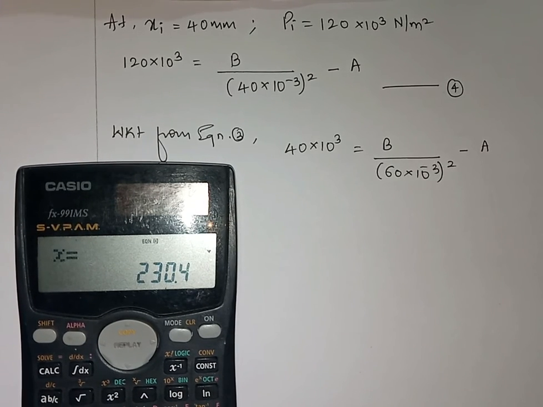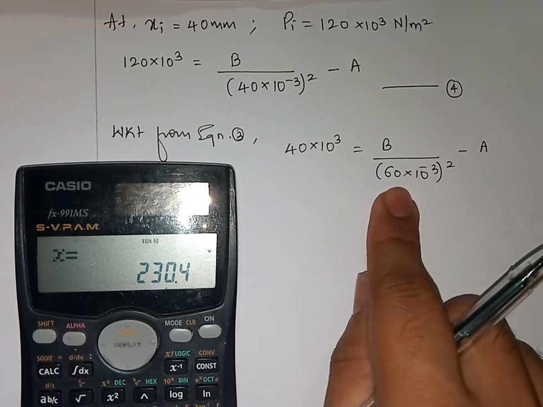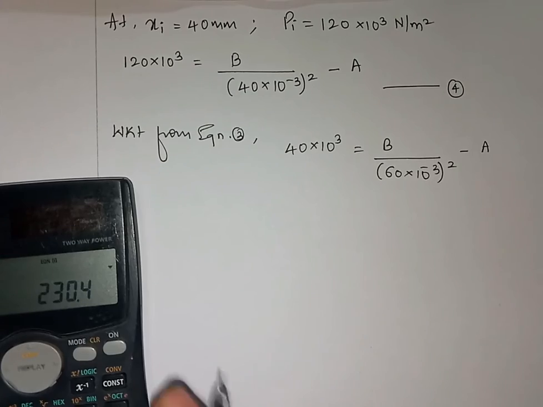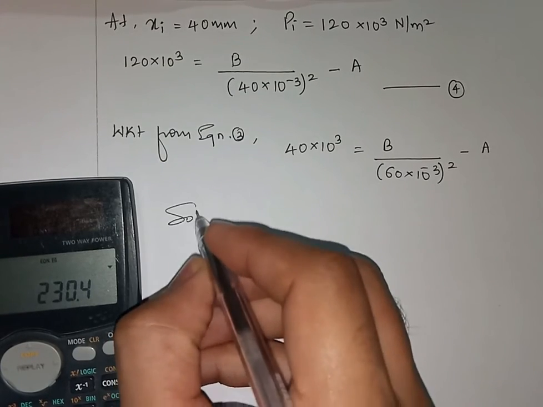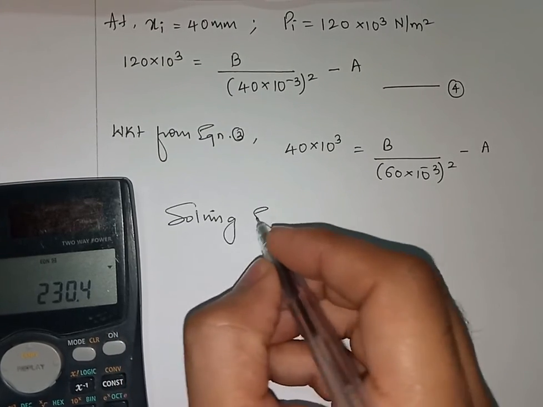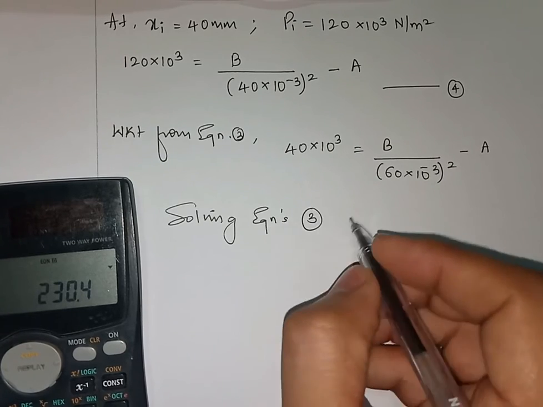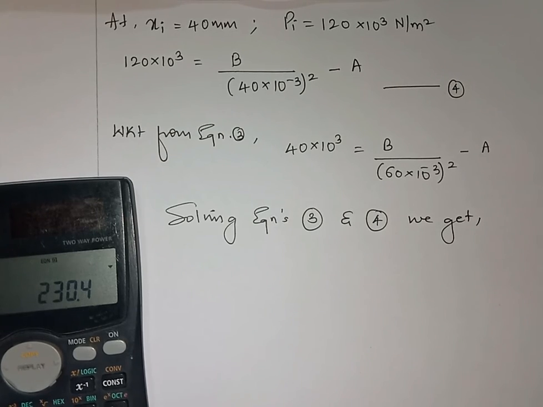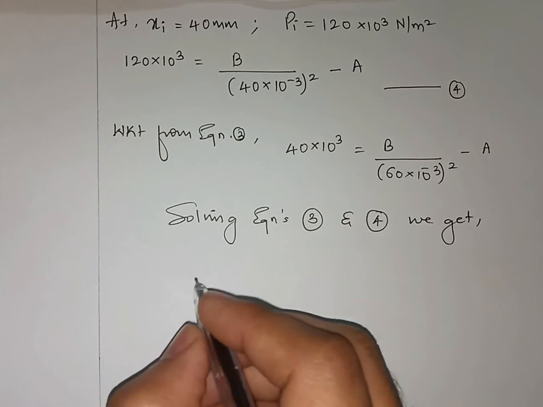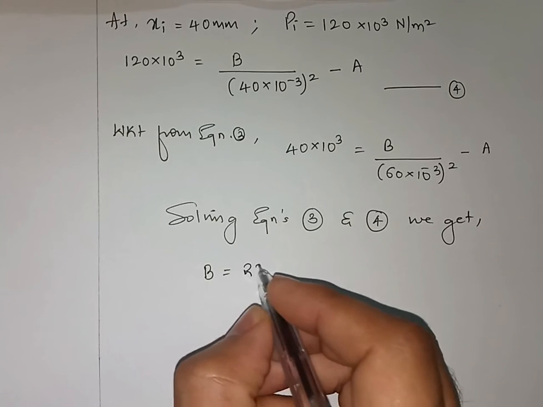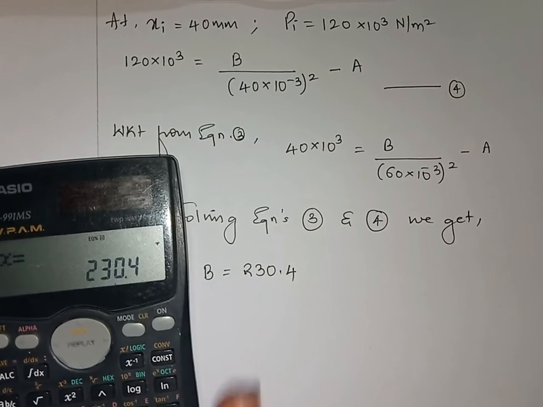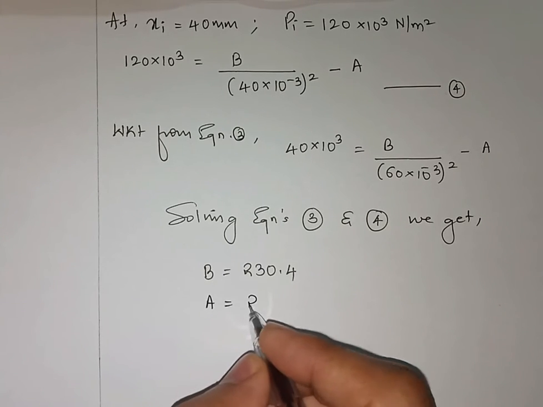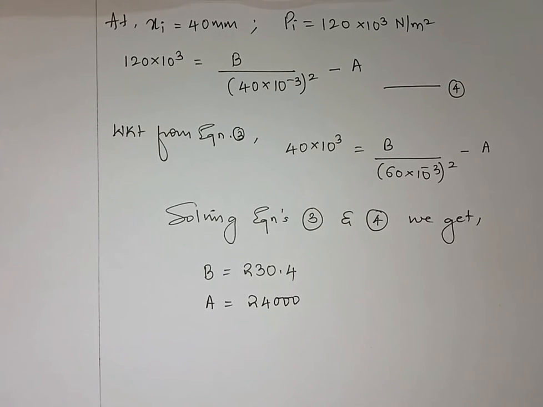So the first point is b, so whatever I get here will be the value of b. So the value of b is 230.4. So solving equations 3 and 4, what we get is that the value of b comes out to be 230.4 and the value of A is 24,000, right?